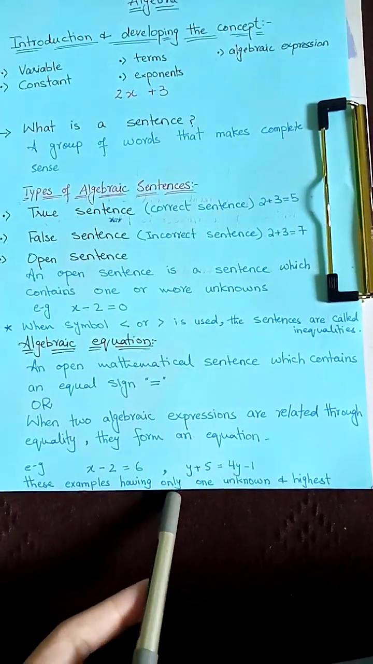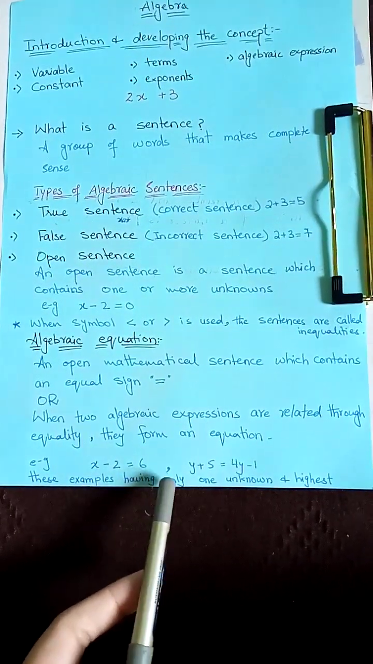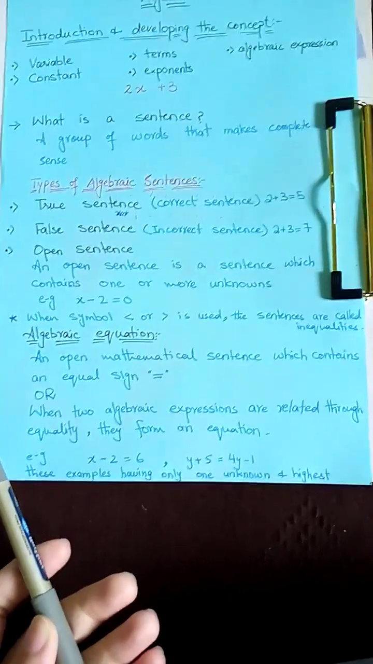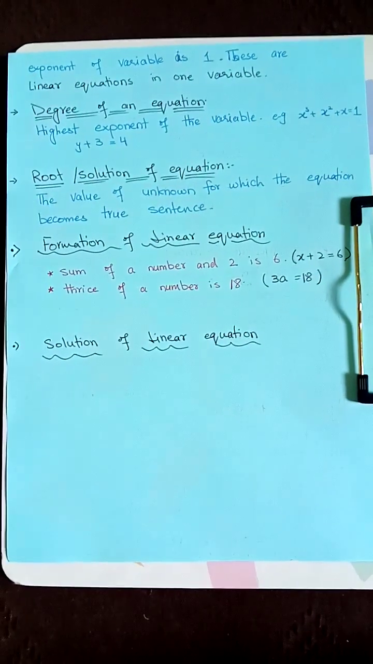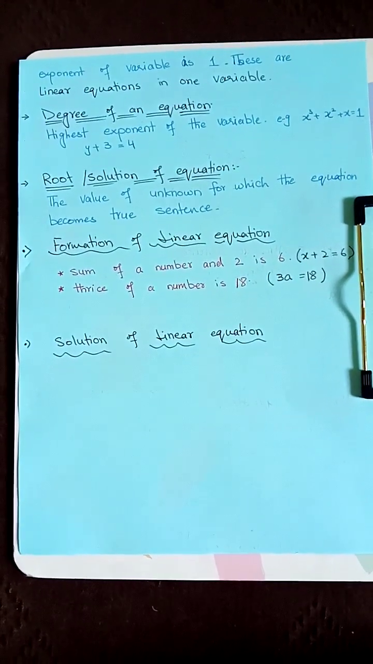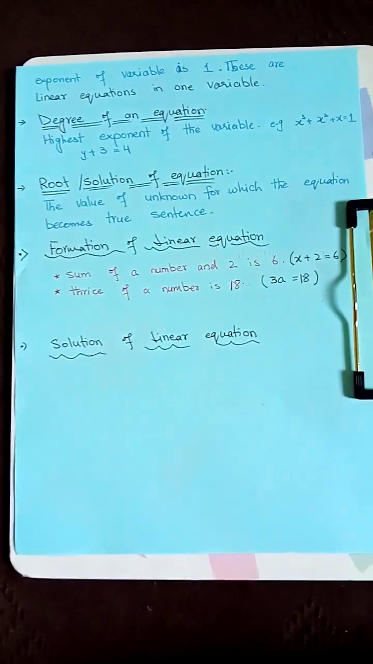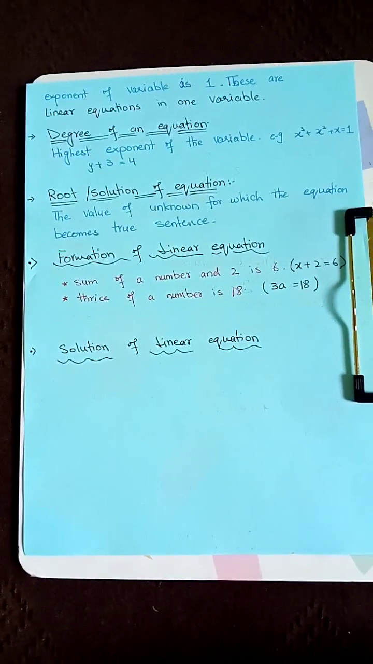Now you all can see that these examples only have one unknown, and the exponent of the variable is 1. So these are linear equations in one variable. Now let's discuss how we can find out the degree of an equation.